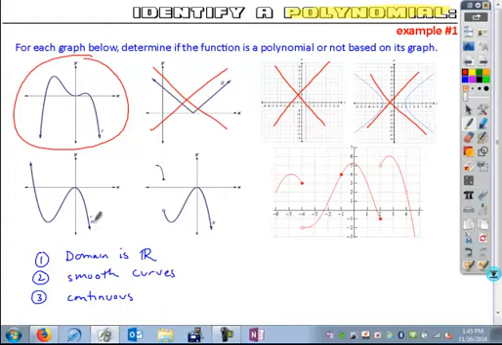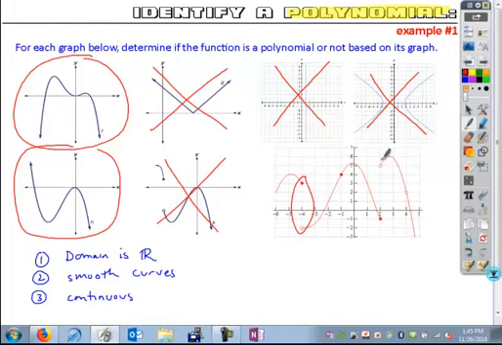What about this? Yes, it fits all three of those criteria, so that is a polynomial. What about this graph? Again, it has this break in the graph, so that one is not a polynomial. And then finally here we see, again, breaks in the graph, not a polynomial.